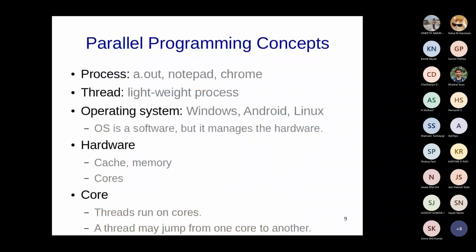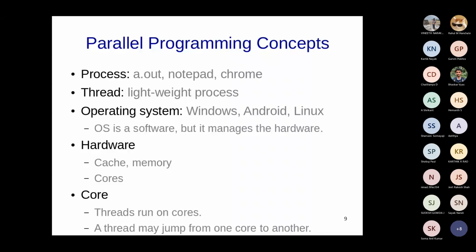Okay, a few concepts in case somebody was wondering what is this thread that this person is talking about and so on. So a process is what we typically execute, right? So a.out, notepad.exe, Chrome, right? So all of these are different processes. The textbook definition of a process is a program in execution, right?